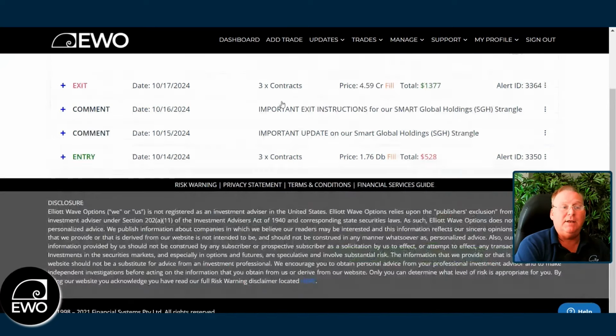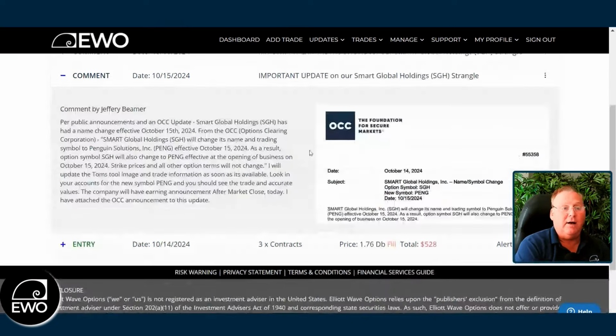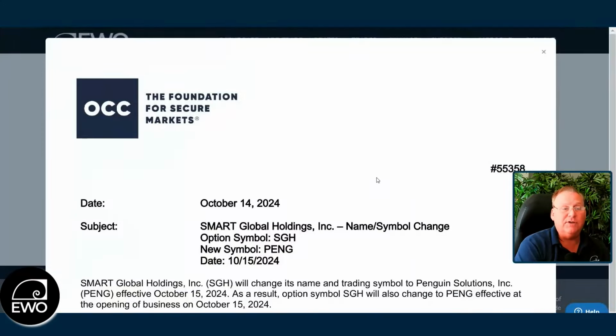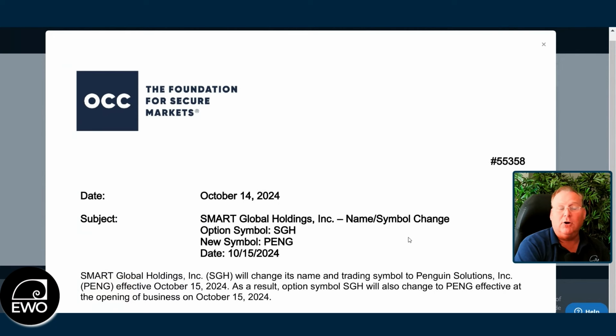And I sent out an alert from the OCC. This is the Options Clearing Corporation, the Options Clearing Corp. And this is the notice that was sent out regarding the symbol and name change. So Smart Global Holdings, SGH, changed its name to Penguin Solutions.